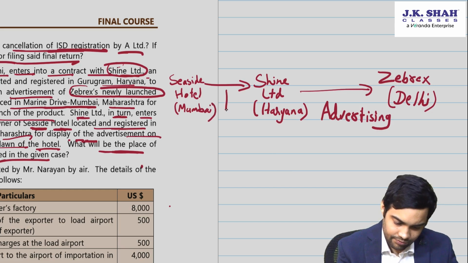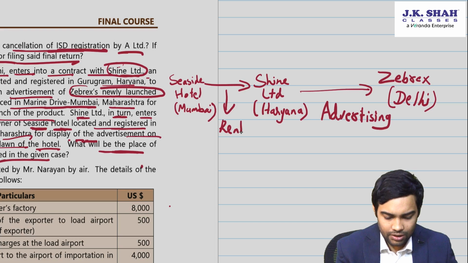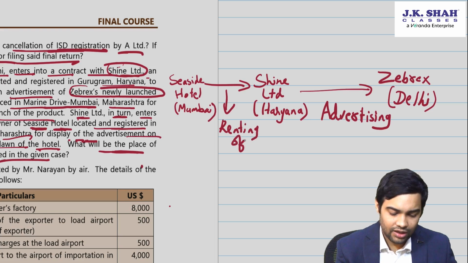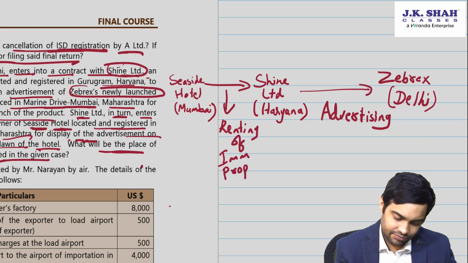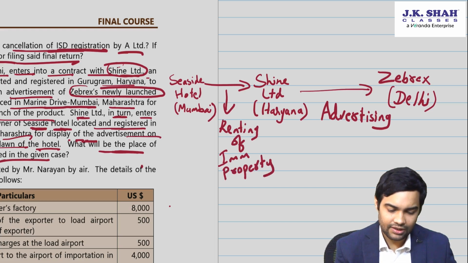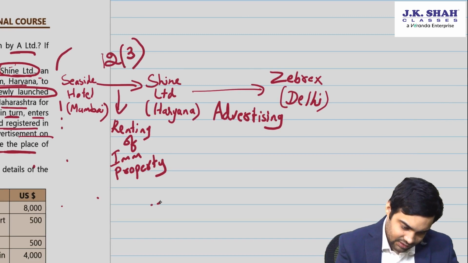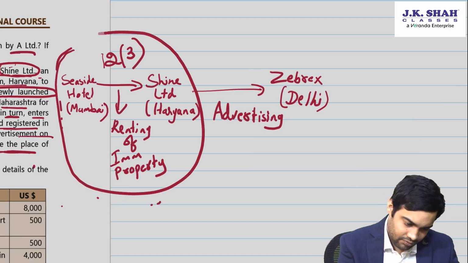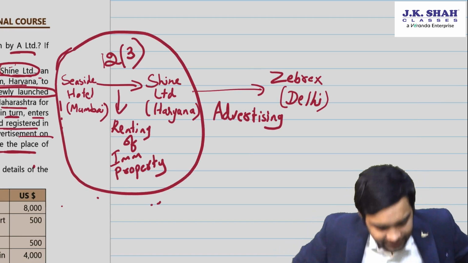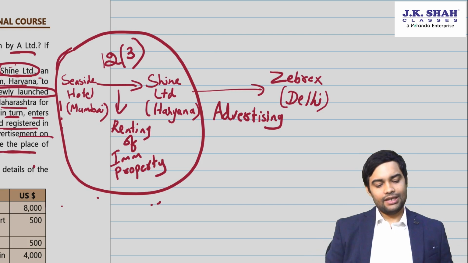Renting of immovable property, because they are allowing hoarding to be used. Renting of immovable property. Now, this will be a case of section 12(3). The first service is this one. 12(3). Both are in India. Renting of immovable property. 12(3).